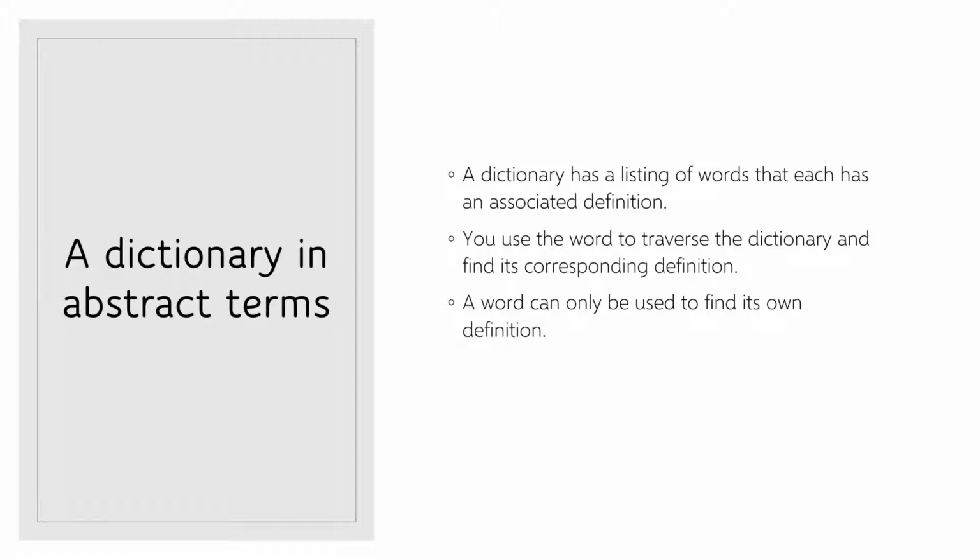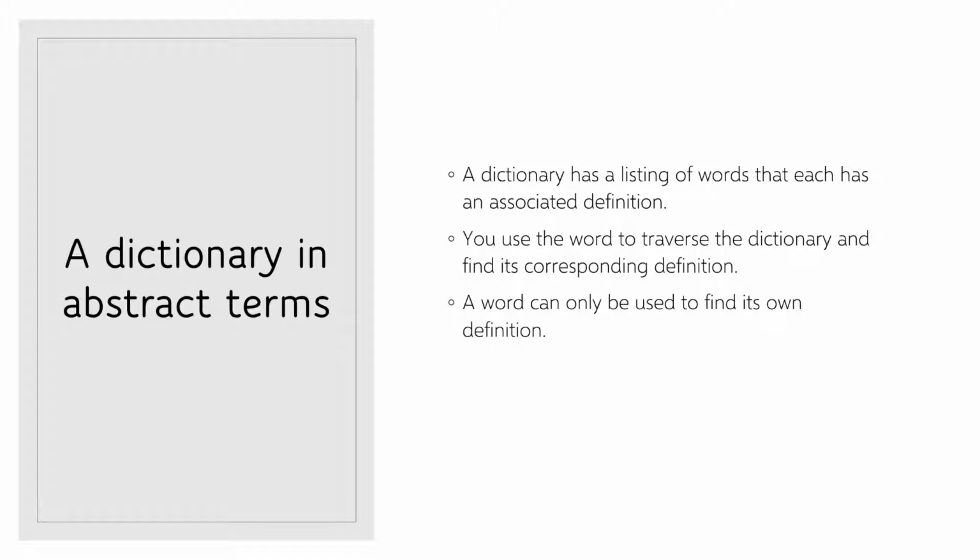Okay, so let's take a quick step back and look at a dictionary in more abstract terms. So like I previously said, a dictionary is just a big list of words that has the associated definition of each word connected to that word. If I'm using a dictionary to find what a word means, I use that specific word to go through the dictionary, and then once I've traversed the dictionary and found the word I'm looking for, I can access its definition. So if I want to know what cat means, I open up the dictionary, I look for the word cat, and once I found the word cat, I get the definition of that word. I get what that word means.